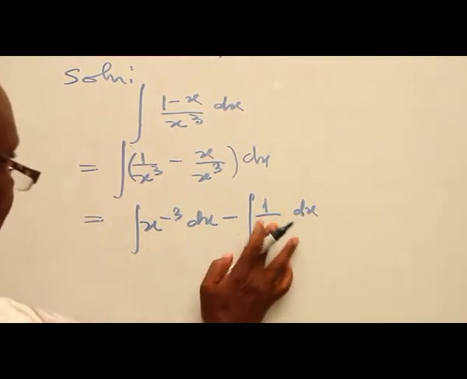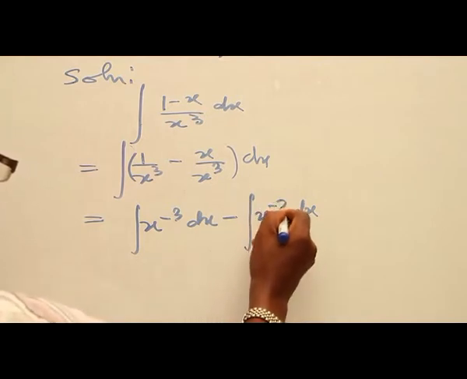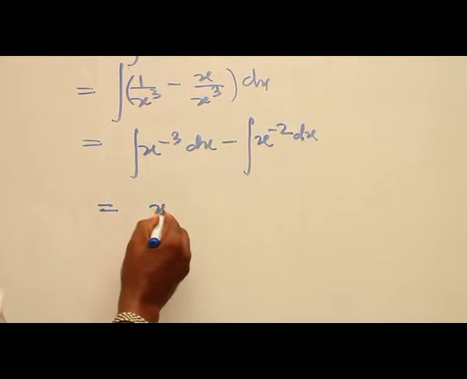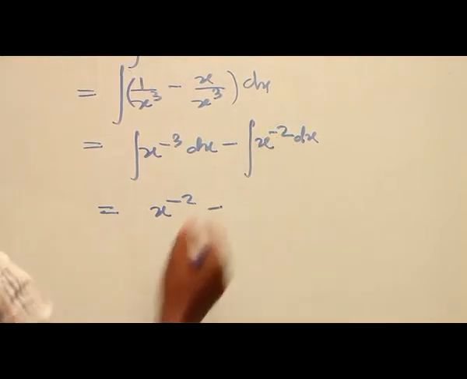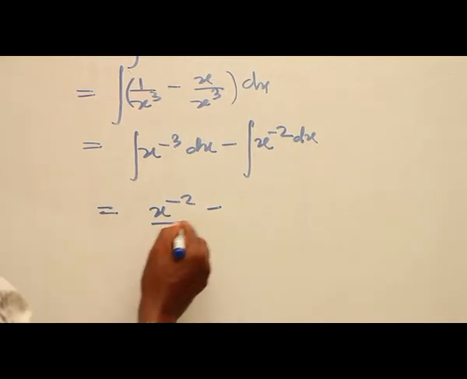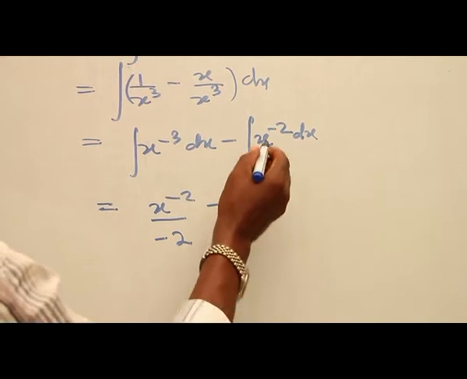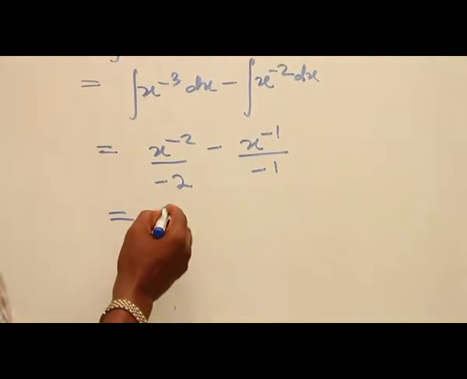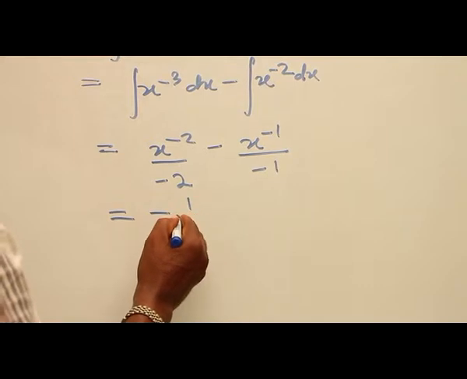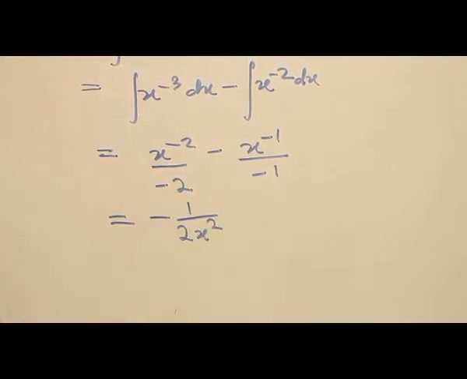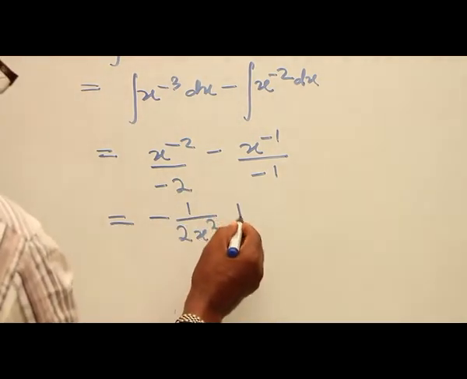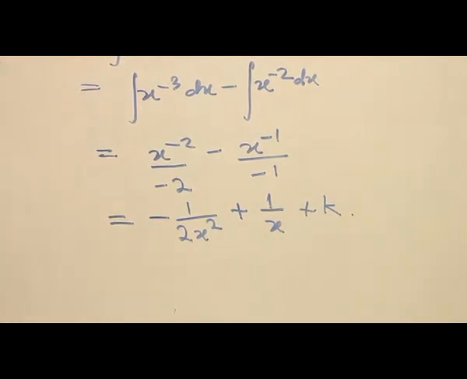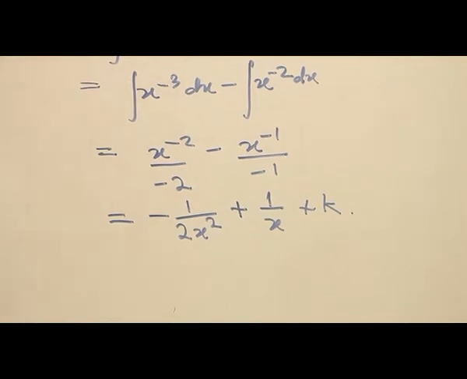And as a matter of fact, we can simply write this one as s raised to the power minus 2. So now what do you do? You add 1 to minus 3 to give you s raised to the power minus 2, divided by minus 2. And here you do the same thing: that will become s raised to the power minus 1 all over minus 1. So you simplify this to give you minus 1 all over 2s squared. Remember your laws of indices, and over here minus will be plus, and then we have 1 all over s, and then plus the constant of integration. And I think that is the solution to this problem. It's correct.